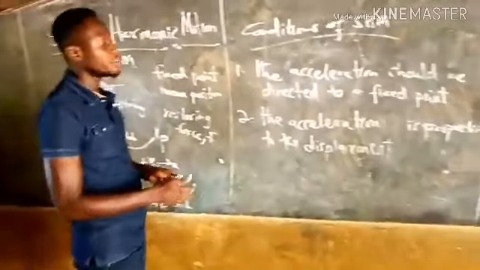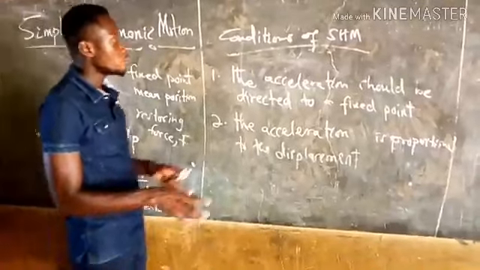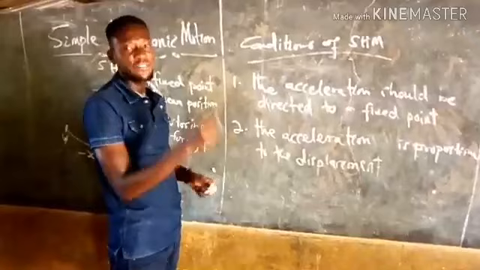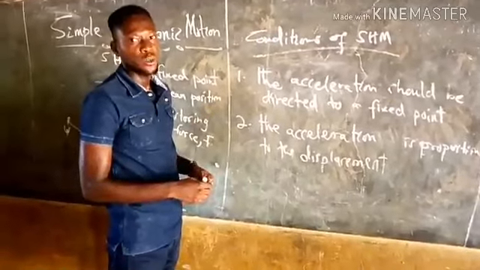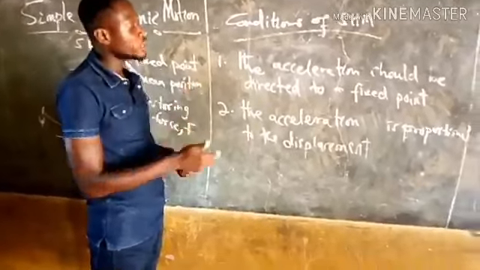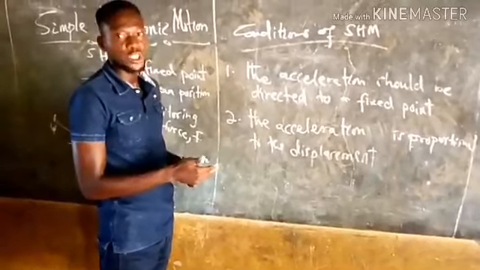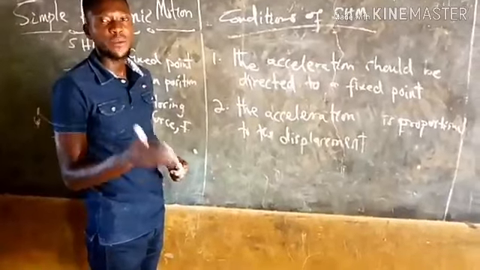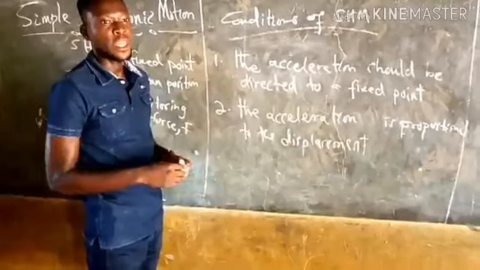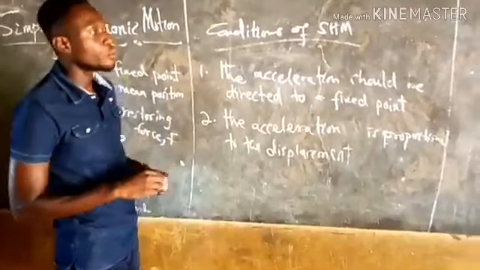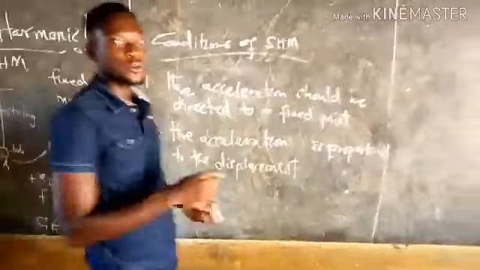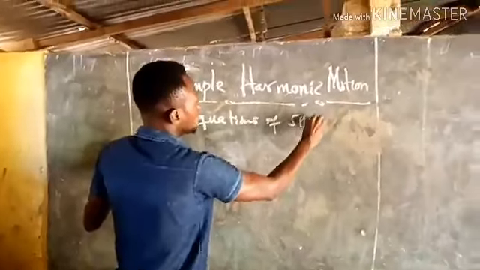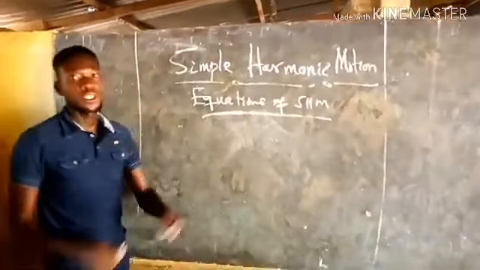Increase as displacement increases. So if you combine these two, you get the definition of simple harmonic motion, which is defined as the acceleration of a body undergoing simple harmonic motion is directly proportional to its displacement and also directed towards a fixed point. Now let's look at equations of simple harmonic motion.